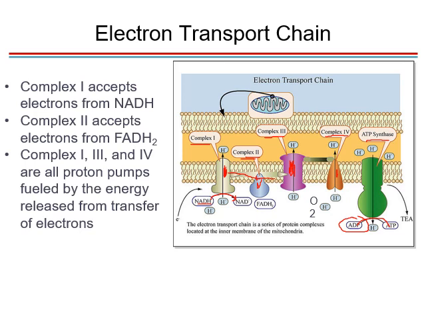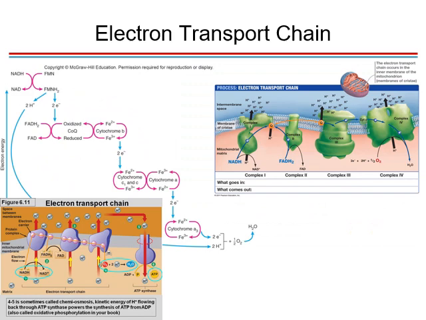There's another shuttle between complex 3 and complex 4, but electrons are passed off, and ultimately complex 4 gets reduced and complex 3 is oxidized. And then we will get to ATP synthase. But let's look at what is taking place as we pass these electrons through.